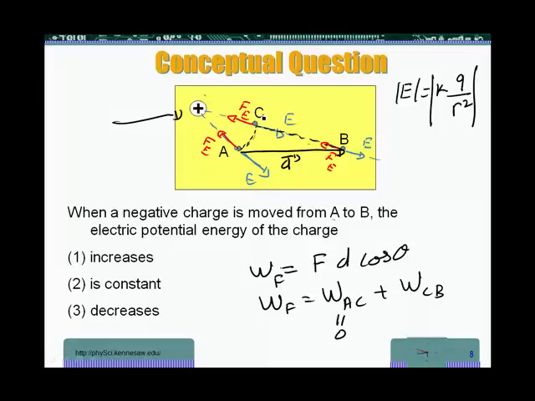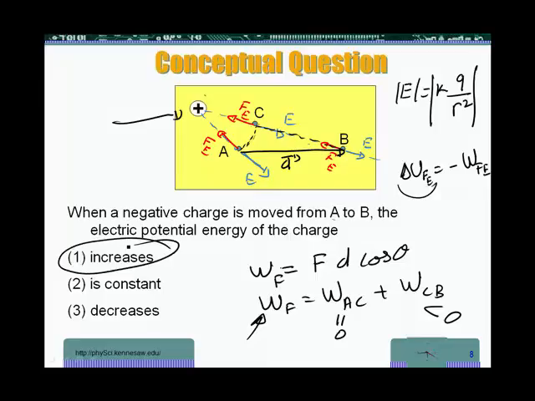Now, for the work to move the charge from C to B, the force is opposite in direction to the displacement, so that means that the work is negative. So the work due to my electrical force is negative. The change in potential energy due to that electrical force is the negative of the work done by that force. Since my work is negative, that means my change is positive. That means my electrical potential energy increases.